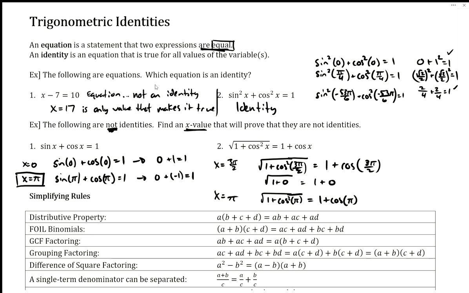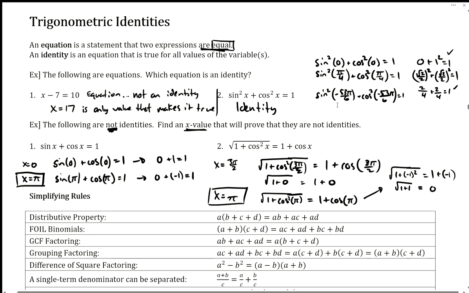I ran out of room because of my bad choice the first time, but cosine of pi is negative 1, and it's getting squared, so the left side is the square root of 1 plus 1. The right side is 1 plus negative 1, which is 0. From here we can see square root of 2 does not equal 0. So x equals pi is a good one. It's not always necessary to choose x equals pi, but on these problems it worked well. And you can find more values that will show that these are not identities.